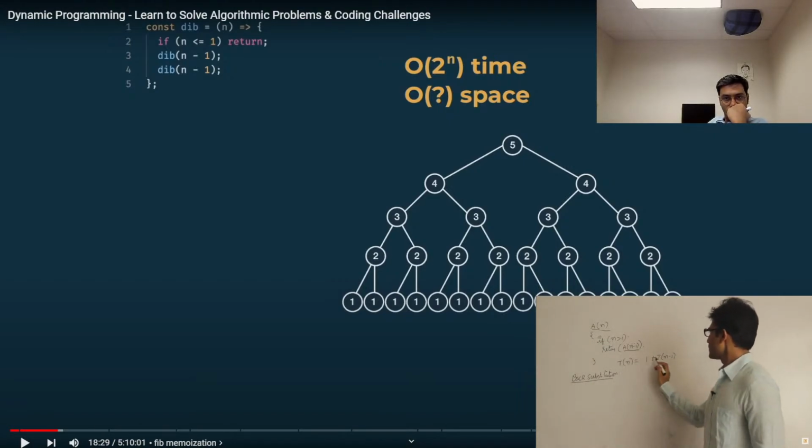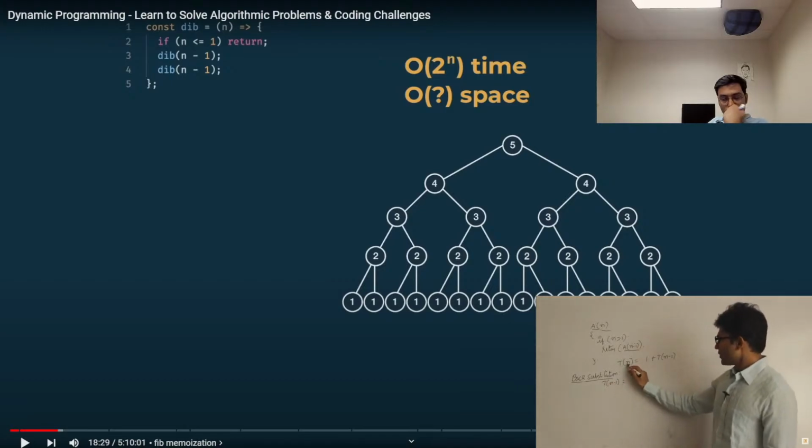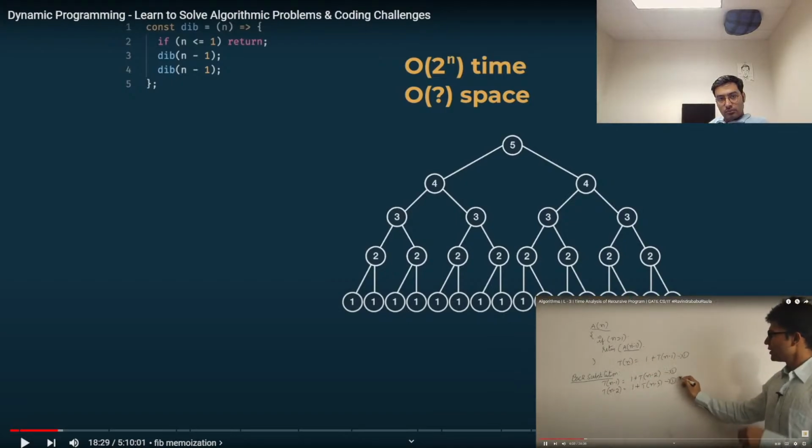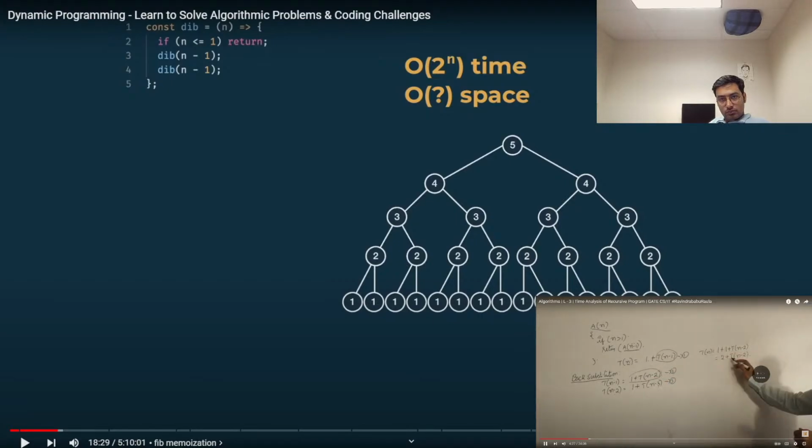So t of n equals 1 plus t of n minus 1, right? Then what will be t of n minus 1? If I substitute n minus 1 in place of n, I get equation 2, and then n minus 2 in place of n gives equation 3. We can go on to n minus k.